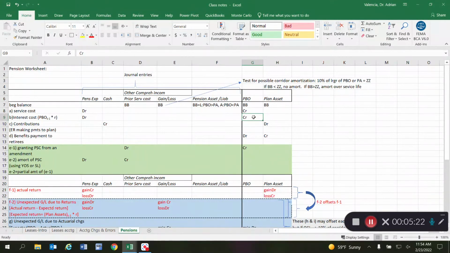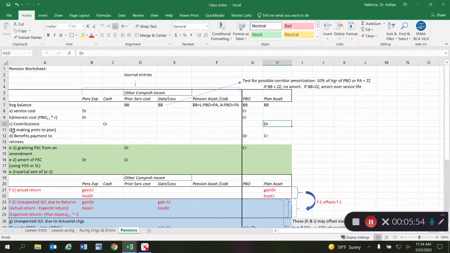Then if any contributions are made by the employer, any cash contributions during the period, then obviously that comes out of the cash account as a credit, and it goes directly as a debit to the plan asset. So the amount of cash that is being given by the employer is going to be handed over to whoever is administering that pension plan. And that's why that increases the actual plan asset itself.